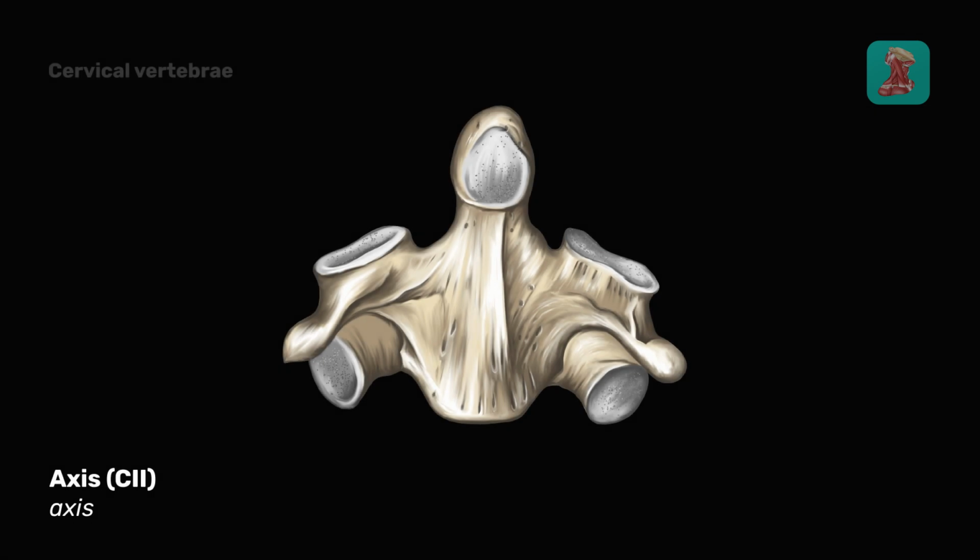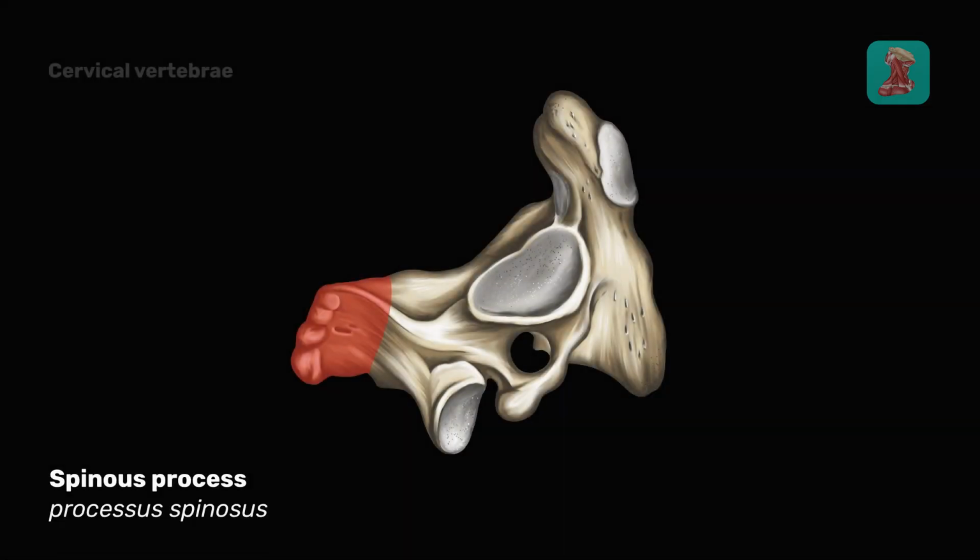The second cervical vertebra, or axial vertebra, or the axis. Its key feature is the presence of the dens around which the atlas rotates. The second vertebra has the vertebral body and the vertebral arch. The spinous process, which is bifurcated at the end, extends posteriorly.